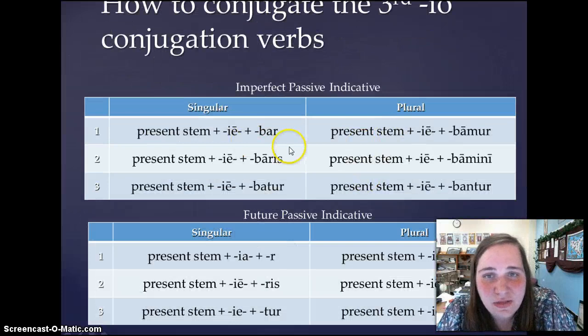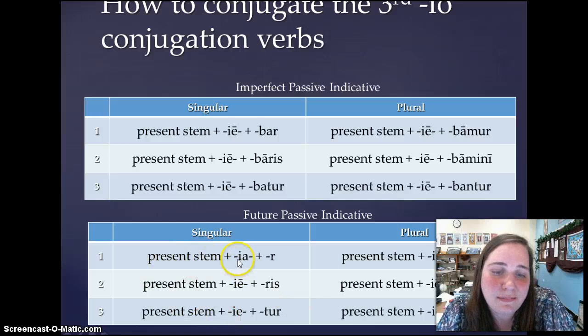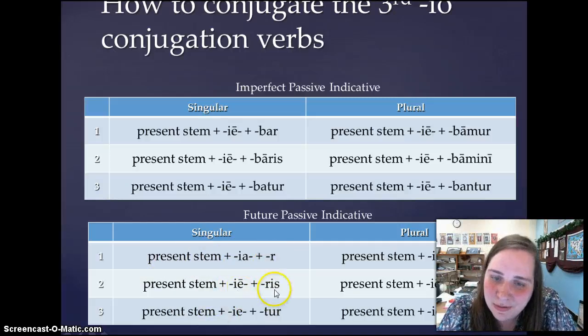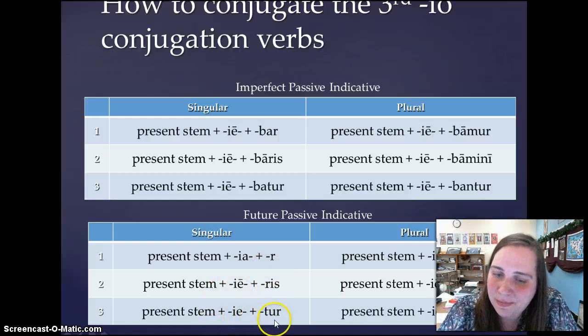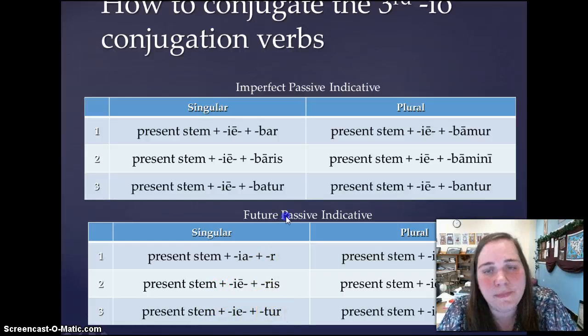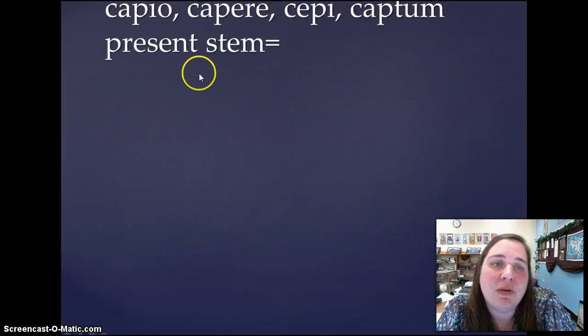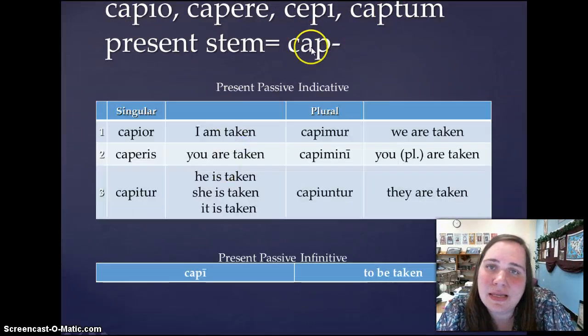Nothing surprising here. Third IOs, you need your present stem plus IE plus the imperfect passive endings. Future passive endings, you need the present stem plus I plus A plus R, I plus E plus -ris, I plus E plus -tur, so on and so forth. Our paradigm verb is capio, capere, capi, captum. So our present stem is cap.